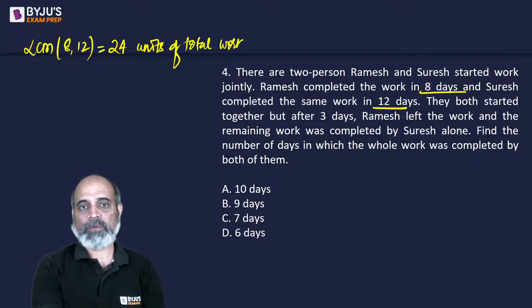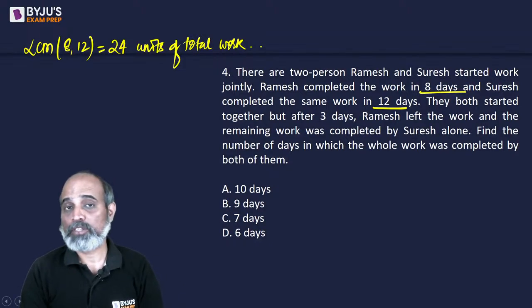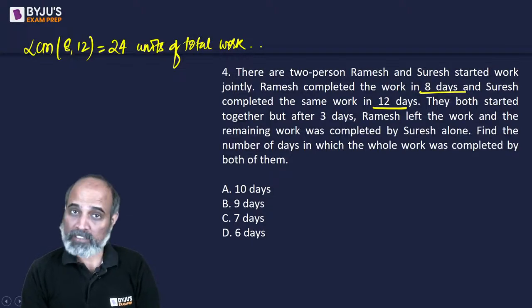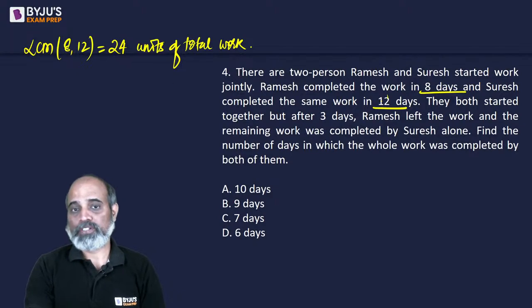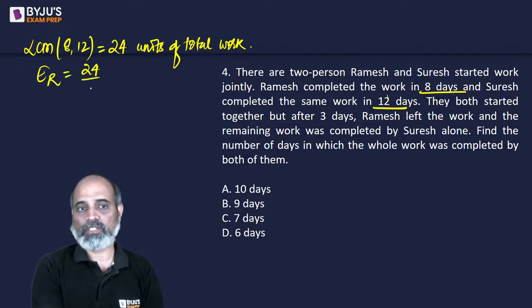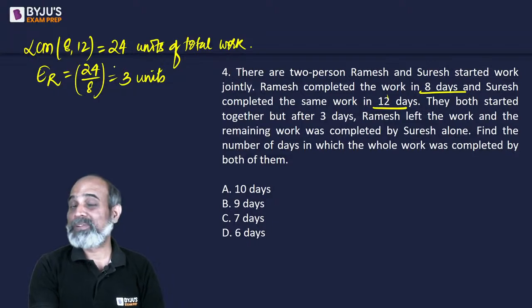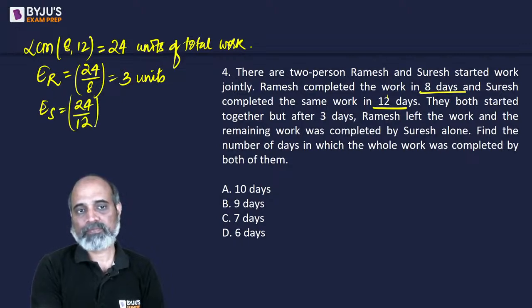Okay. So this may be like painting 24 walls, maybe filling up 24 buckets with water, maybe eating 24 chapatis. It can be anything. Now, out of these 24 units of total work, if Ramesh takes 8 days to finish these 24 units, that means every day he completes 3 units. So that will be 24 upon 8, that is 3 units of total work. Similarly, Suresh completes these 24 units of work in 12 days. That means every day he completes 2 units of work.